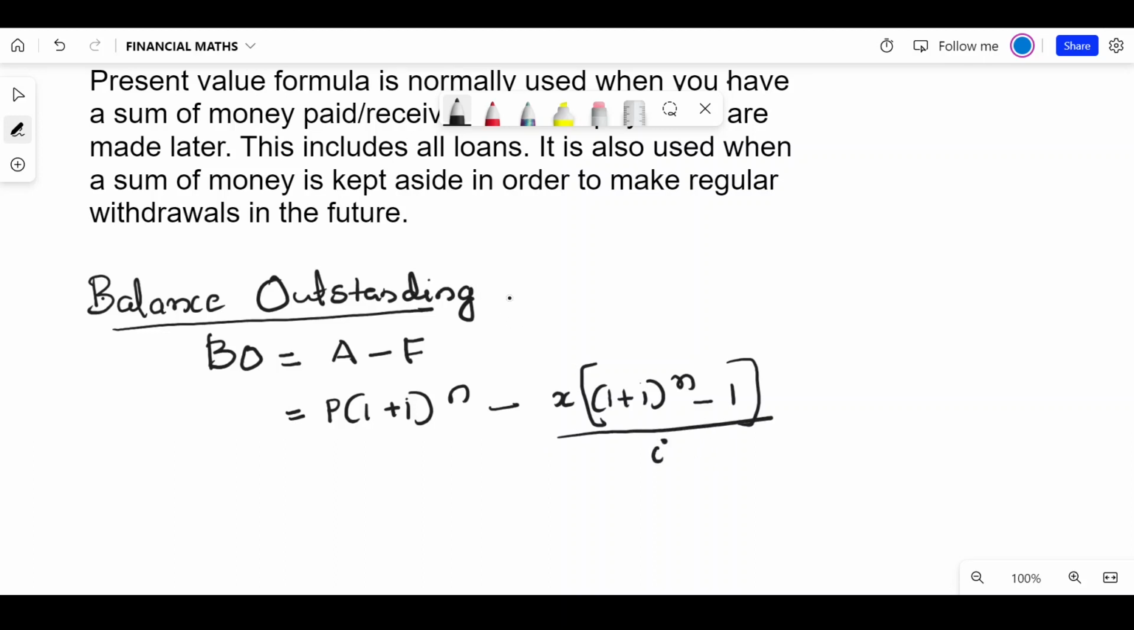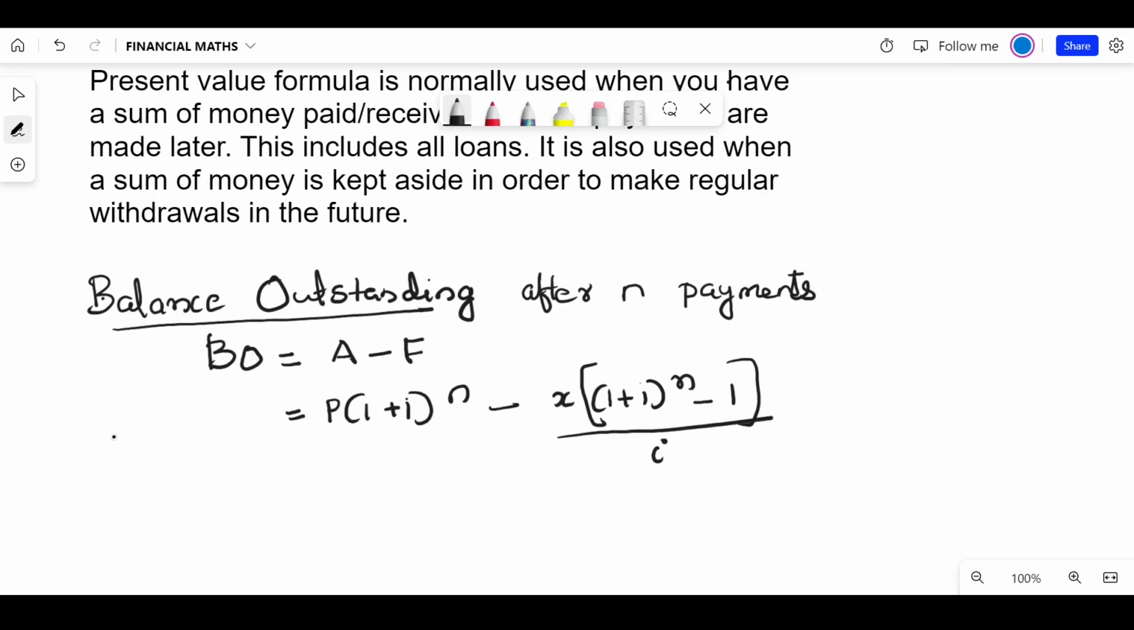Now, this is used when you're finding the balance outstanding after n payments. So the n here represents after how long you are finding the balance outstanding. So when I said after 5 years, if the payments were monthly, that means the n in this case will be 60. 12 times 5, 60. So that 60 is used in the A formula and also in the F formula. This is how you find the balance outstanding.